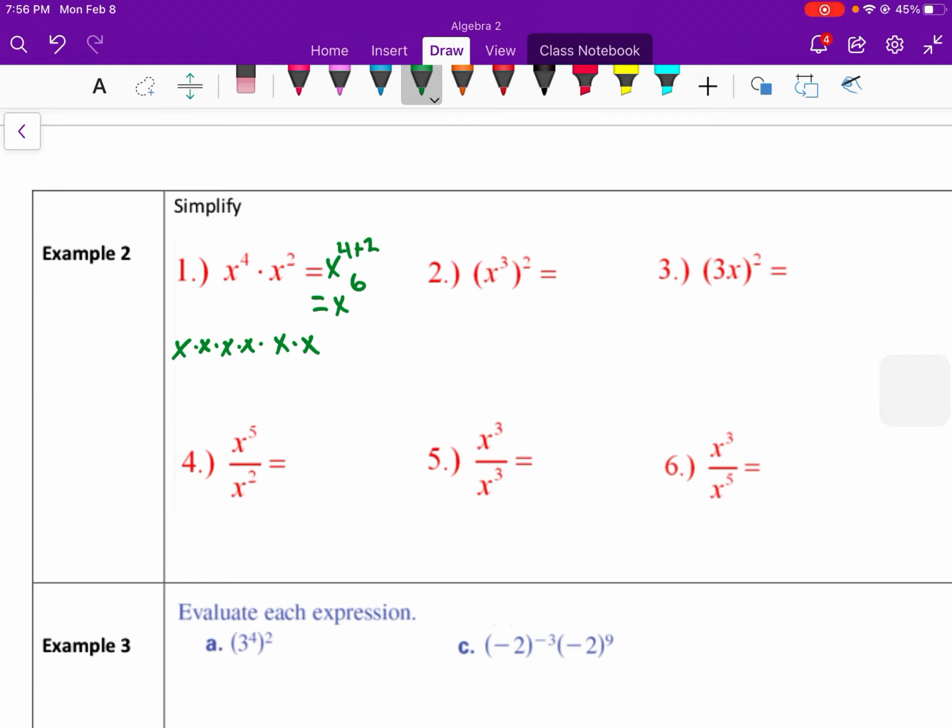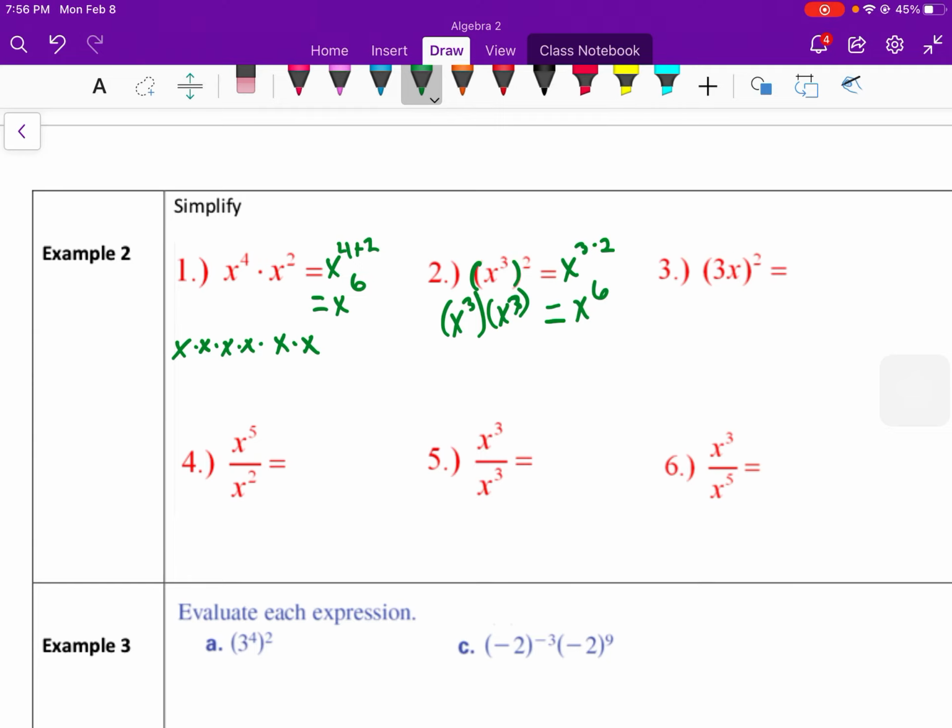So now for number 2, we have x cubed to the 2nd power, so the whole quantity. So now we have a power to a power, so we're going to multiply x to the third times 2. So that's going to be x to the sixth. And x to the third squared can be written as x to the third times x to the third.